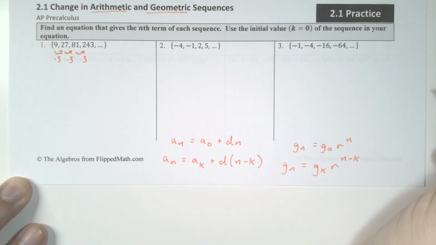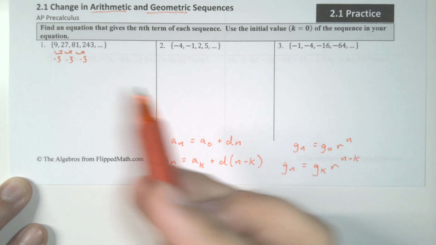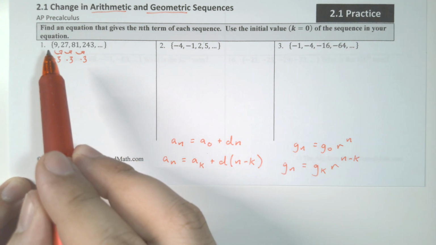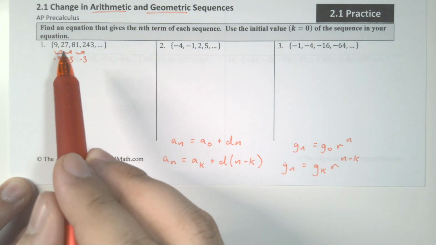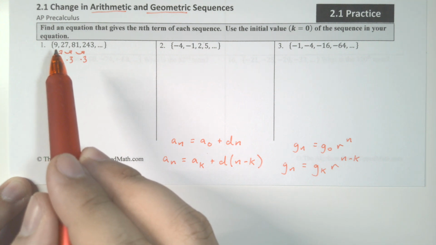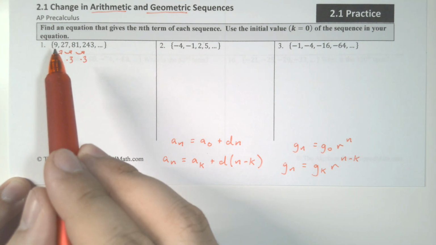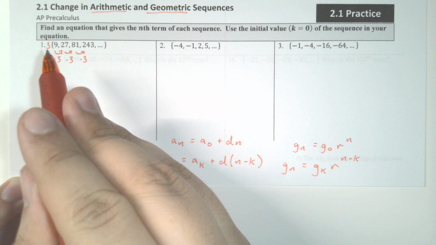So how do we set this up? Well, if we want to let k equal 0, we need to figure out what our 0th term is in this sequence. So we kind of have to work backwards. If we know that we're multiplying by 3 to get to the next term, then to work backwards, we need to divide by 3. And so we can take 9, divide it by 3, and that's going to give us 3, because 9 divided by 3 is 3.